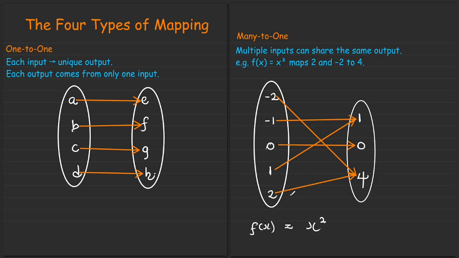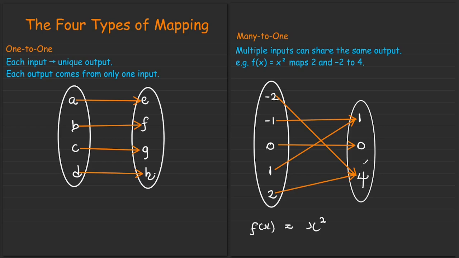The question is, there are multiple inputs here that map to an output. Is it a function? What did we say a function is supposed to be? A function is such that each element in the domain maps to only one in the range. So -2 has mapped to only one. -1 has also mapped to only one. 0 has mapped to only one element. 1 has also done the same, and 2 has also done the same.